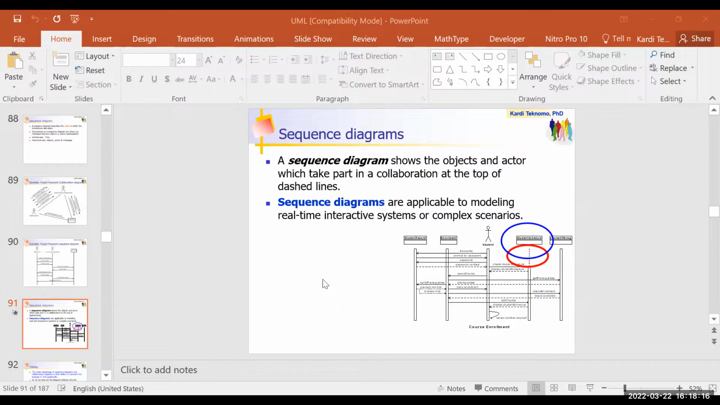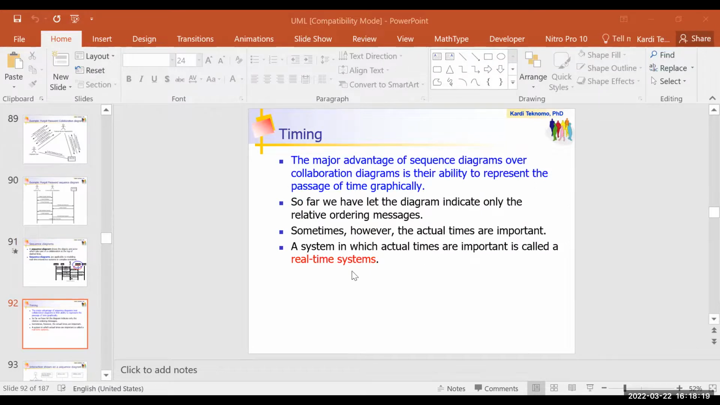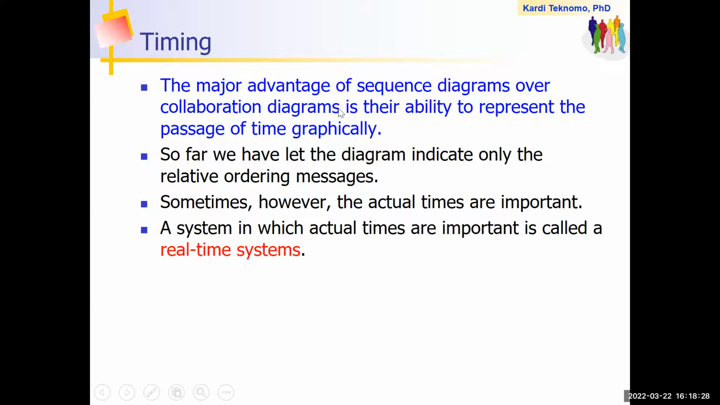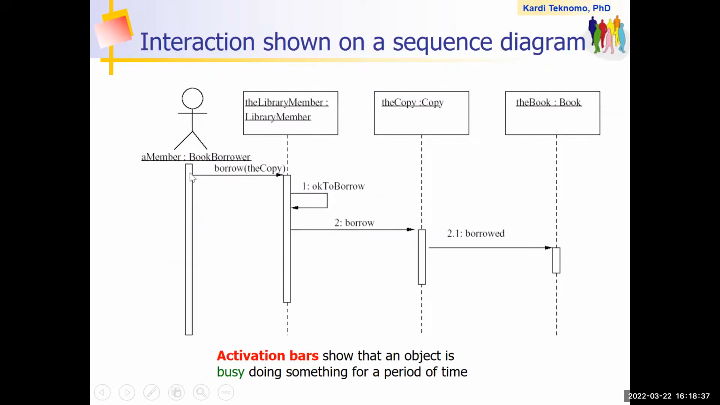Okay, so let's continue. So the timing is important in sequence diagram. The major advantage of the sequence diagram over the collaboration diagram is that the passage of time you can show graphically. So here, the member of the book, borrower, can borrow, and check if it is okay to borrow or not. If yes, then can borrow, right?